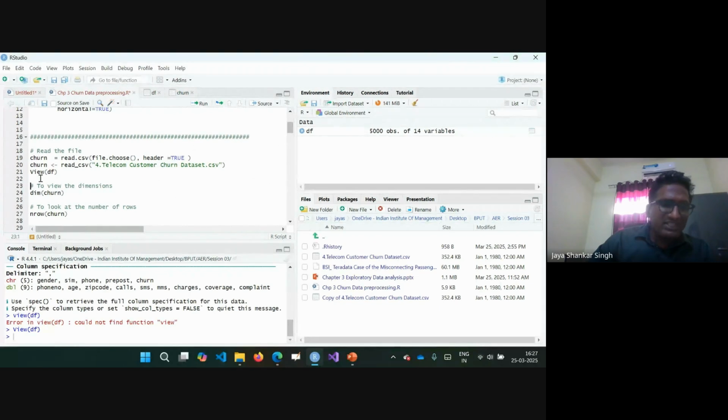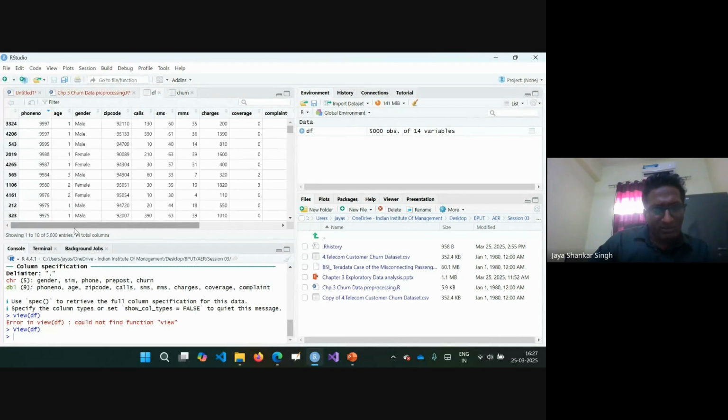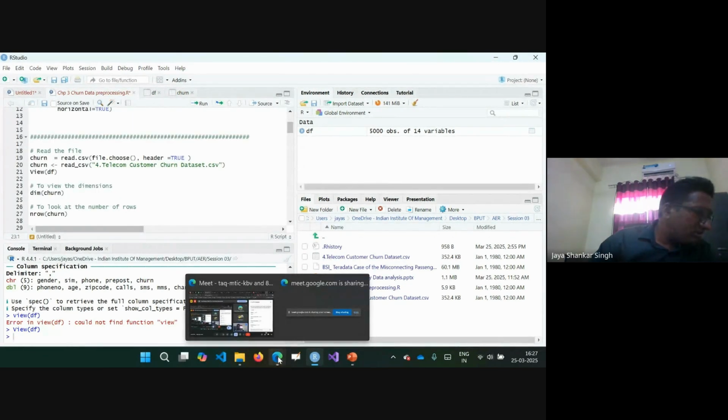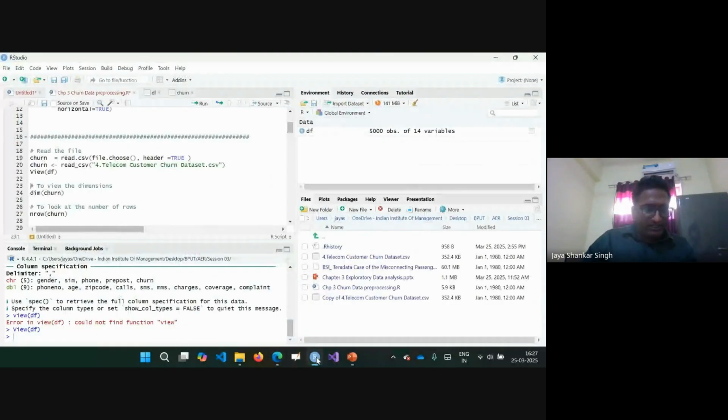Now, this view data function generally helps you to go through the complete data in detail. Okay, let's quickly go through the rest of the commands. Now again, dim is a function. It gives you the dimension of the data, which is already visible here to you. 5,000 observations, 40 variables. But anyway, I will run this command.